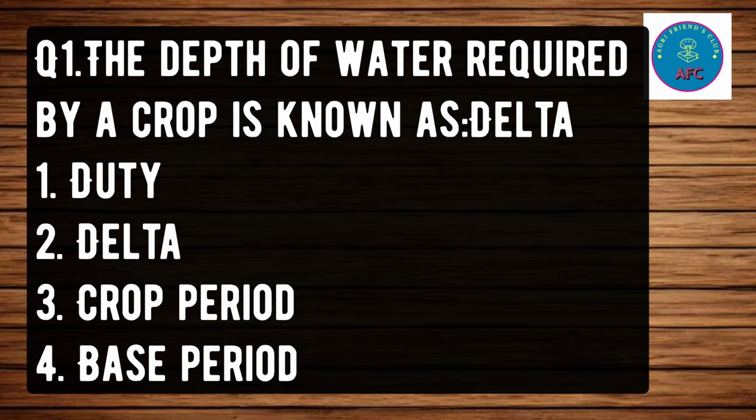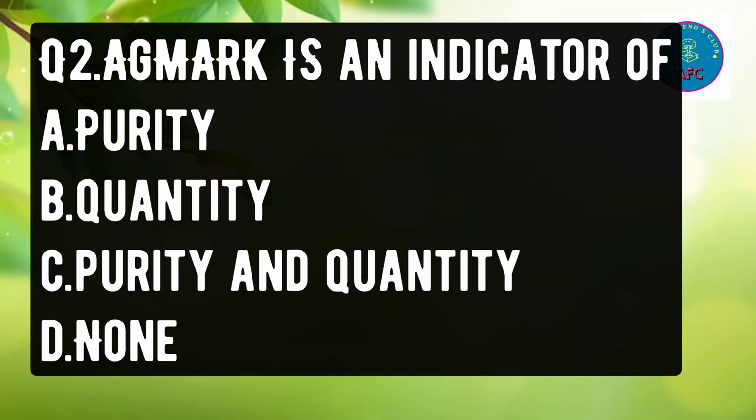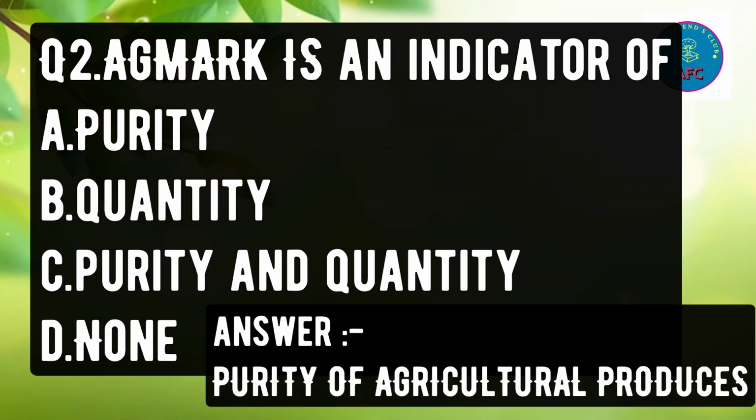we move to the second question, which is: Agmark is an indicator of purity, quantity, purity and quantity, or none of these. The correct answer is Agmark is an indicator of purity and quality of the product.